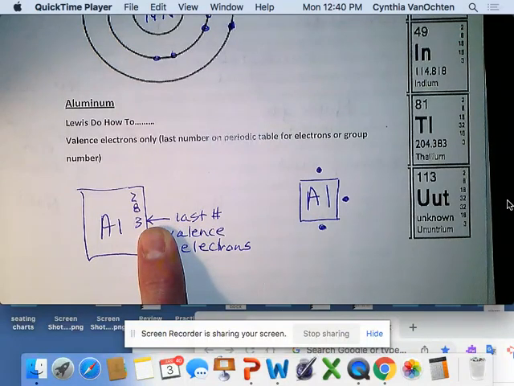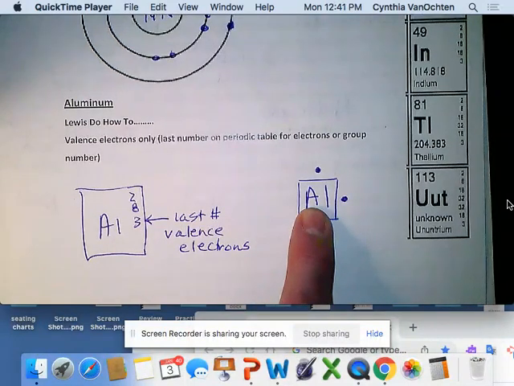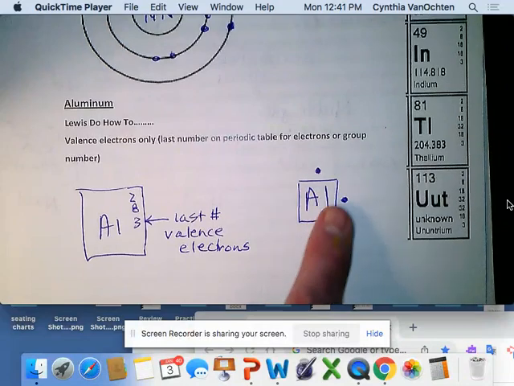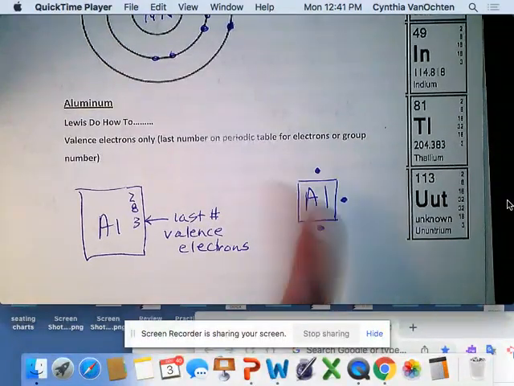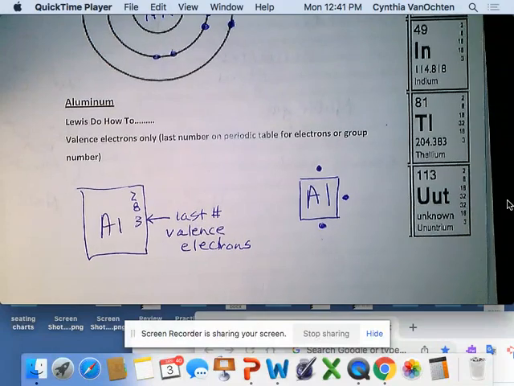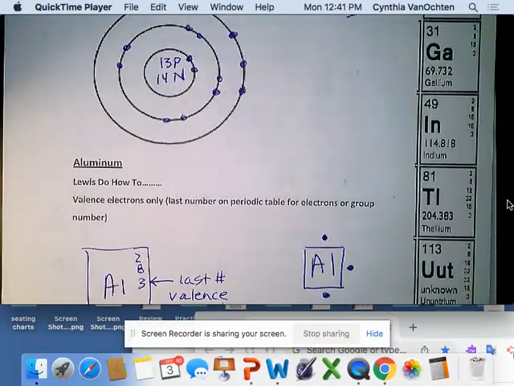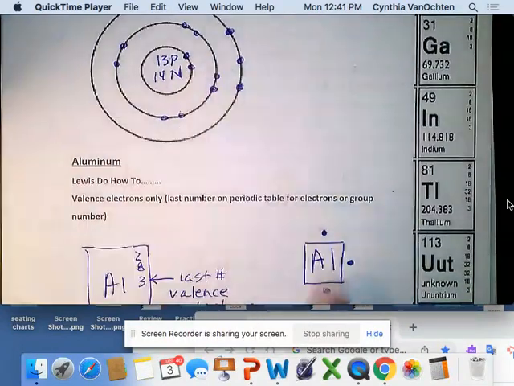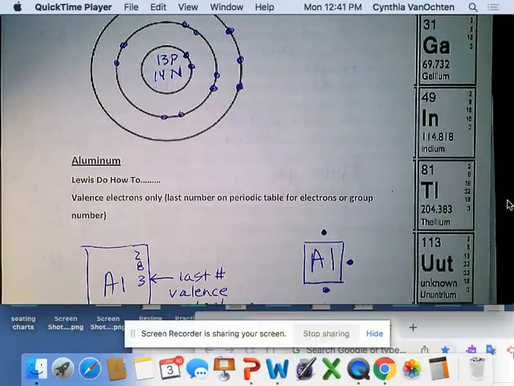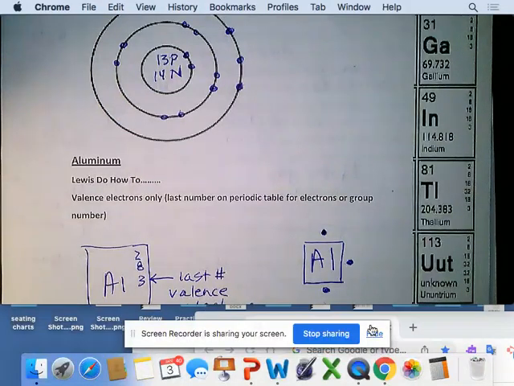So it's helping you to understand, yes, it's a metal. It's going to be far easier for me to give up 3 than to gain 5. So I'm going to give up 3 electrons, and that'll make me stable. So if you had trouble and you need to redo that assignment from Friday, that might be something you want to do.